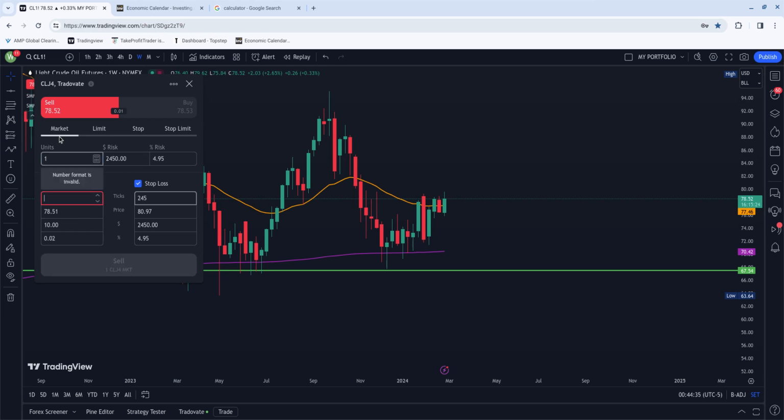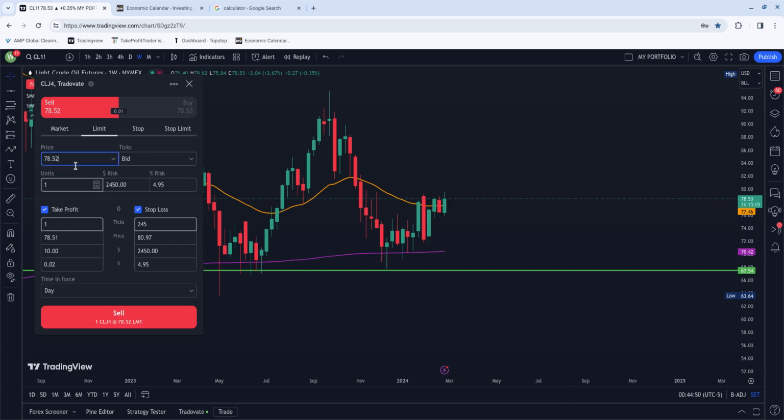We already know what market, limit, and stop orders are. We don't have to worry about no stop limit right now. We just focus on market, limit, and stops. So since the market is here below current price, we need to create a sell limit. And we need to put in 70.42.